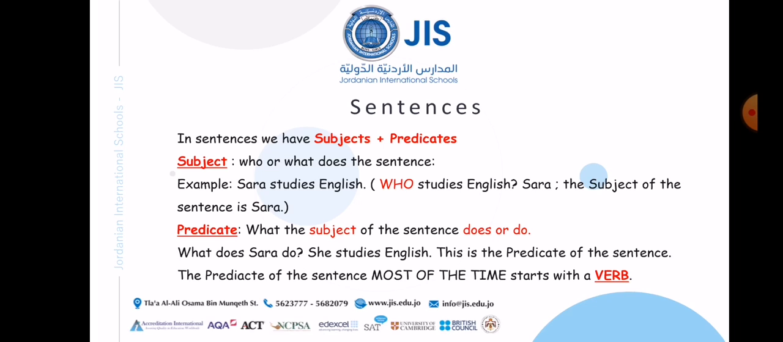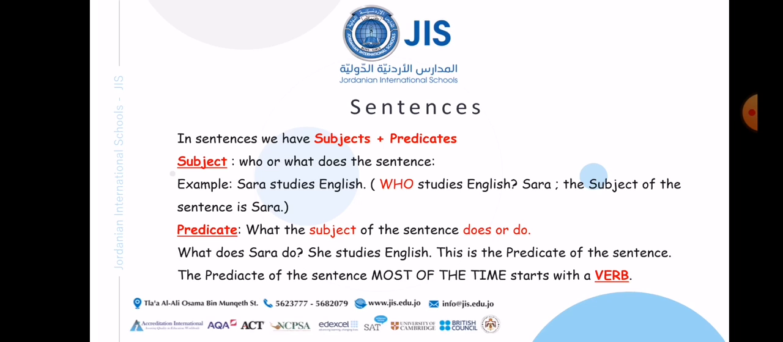So what do we ask? We say, what does Sarah do? The answer must be, she studies English. So she studies English is the predicate of the sentence. So, Sarah studies English. The subject is Sarah. The predicate is studies English. What you should know, teacher, is that most of the time, a predicate starts with a verb.